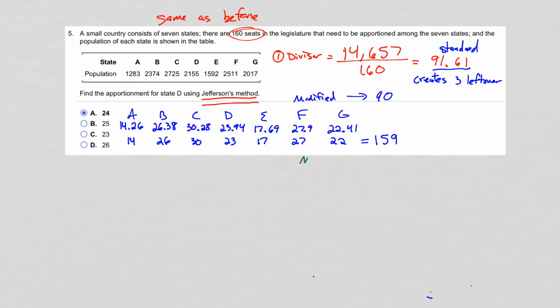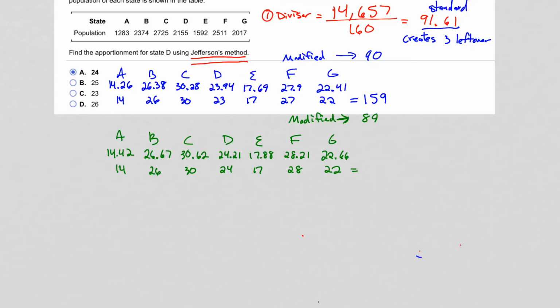So this time, let's just do 89. We're pretty close, so let's just do 89 and see what we get. I'm going to set this back up and divide all the populations by 89. Okay, so this time we have 14, 26, 30, 24, 17, 28, 22.